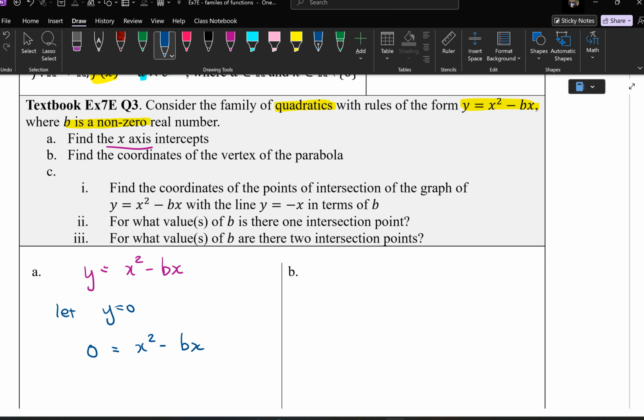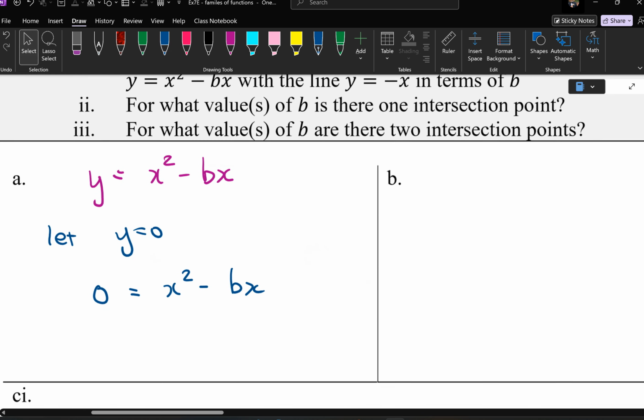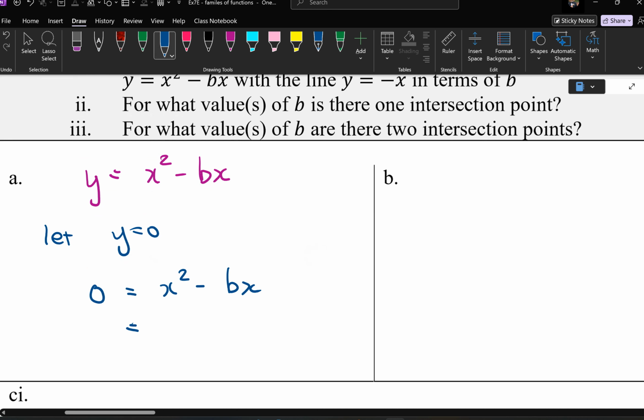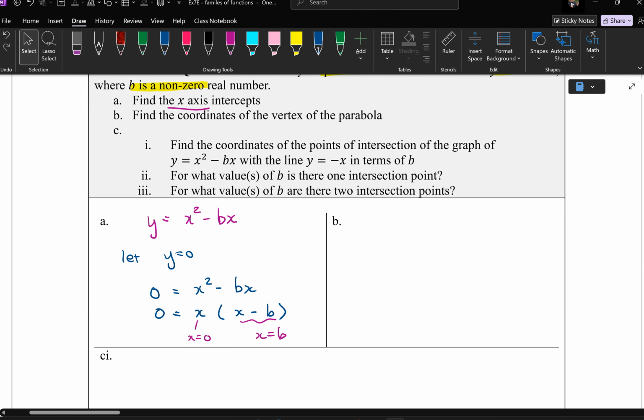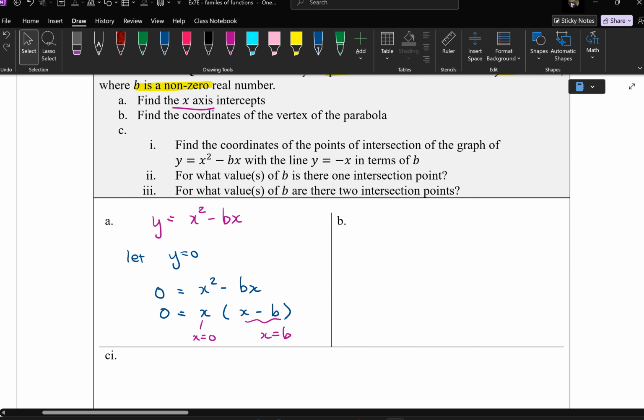Can I please have Tara? What would you do? Factorize. You've got it equal to 0, should be a hint to try to factorize and use null factor law. x bracket x minus b. This tells me that x must equal to what? Can I please have Charlotte? 0. So far, so good? Yep.